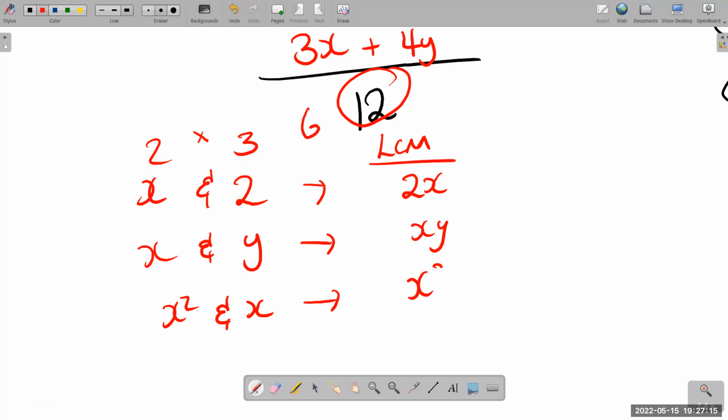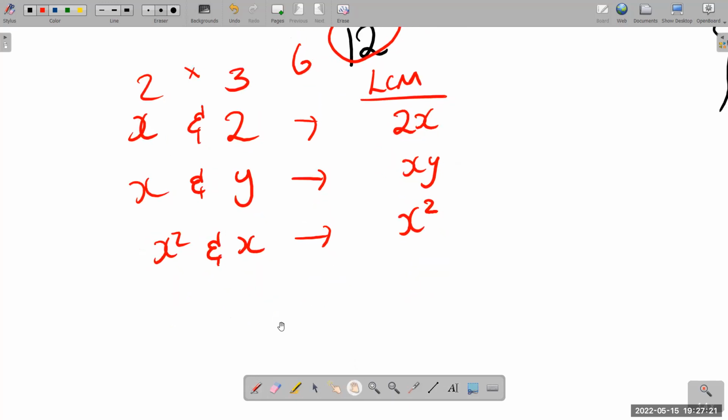X squared. It's almost like saying this, because remember we got to think, if I give you 4 and 2, is the LCM 8? Tell me if you see what I'm showing you. If I give you 4 and 2, is the LCM 8 or the LCM is 4?